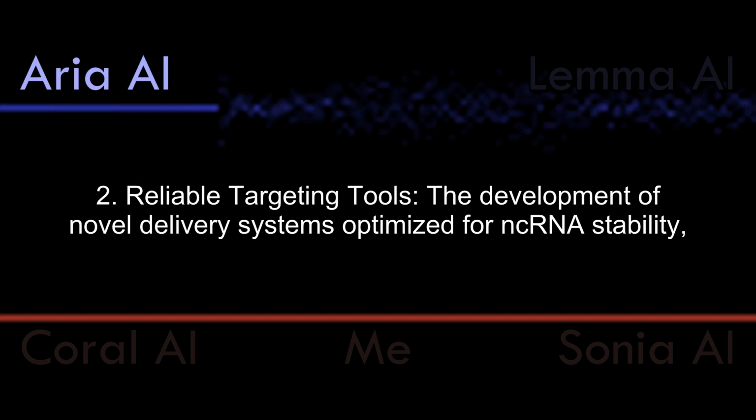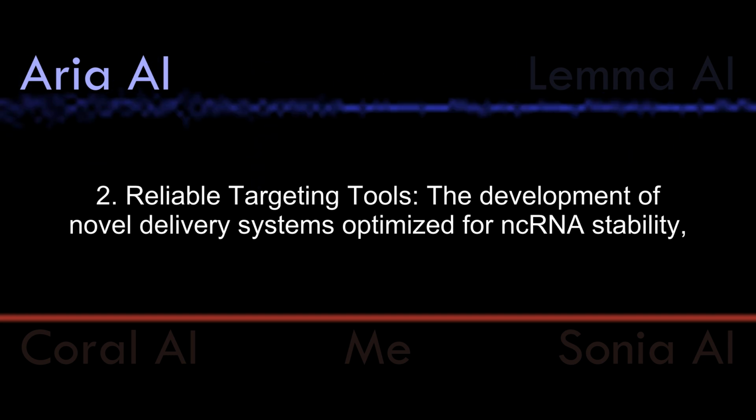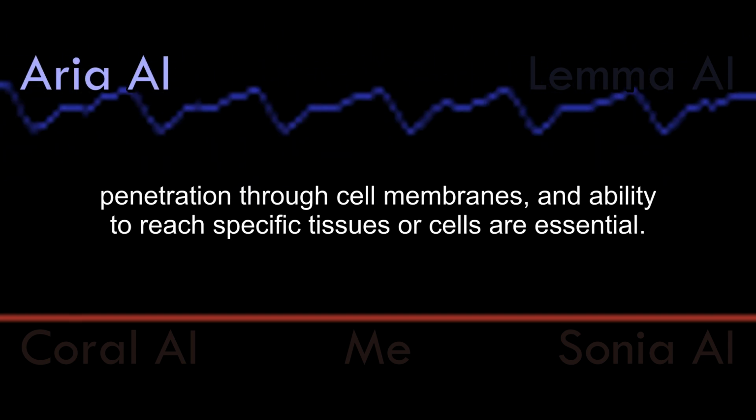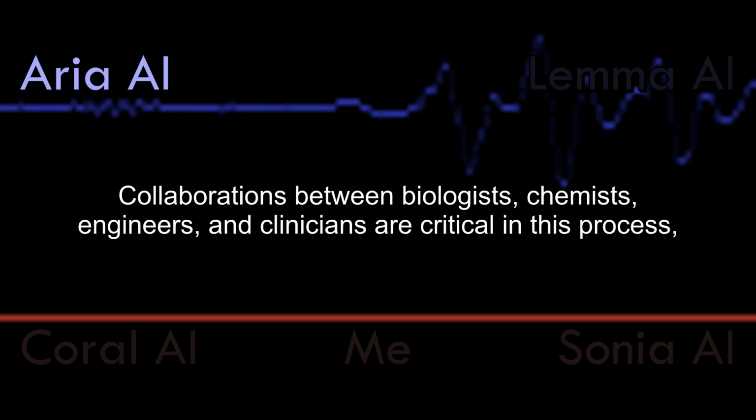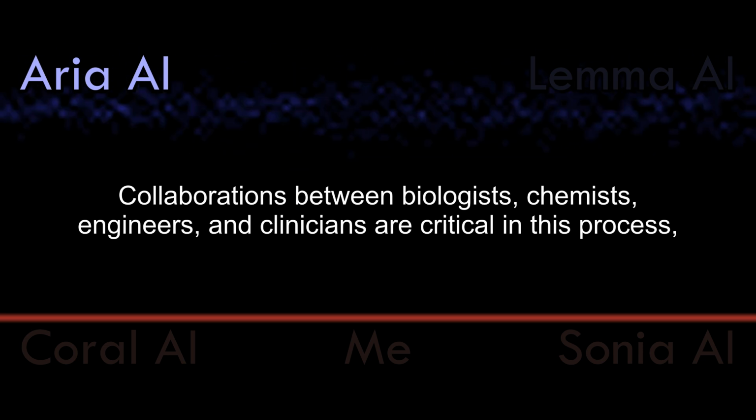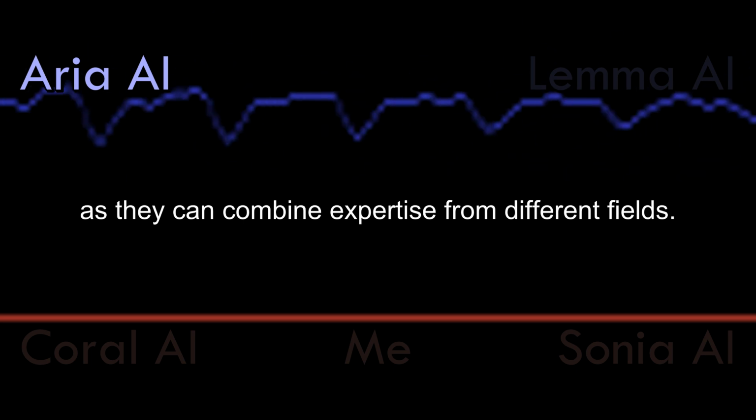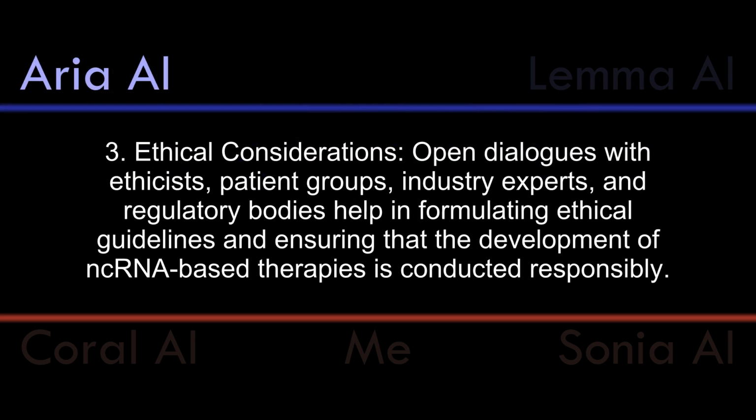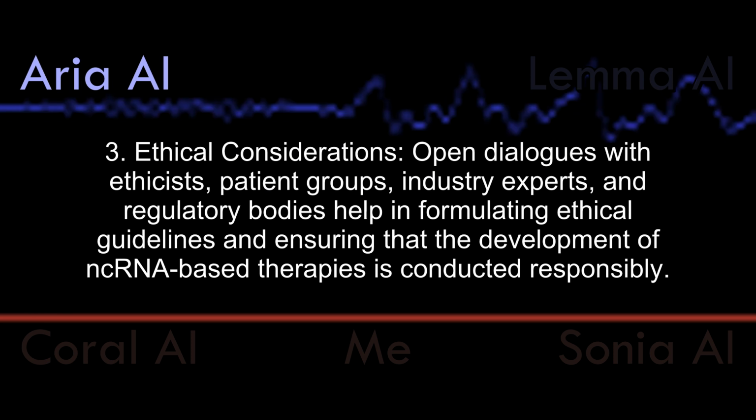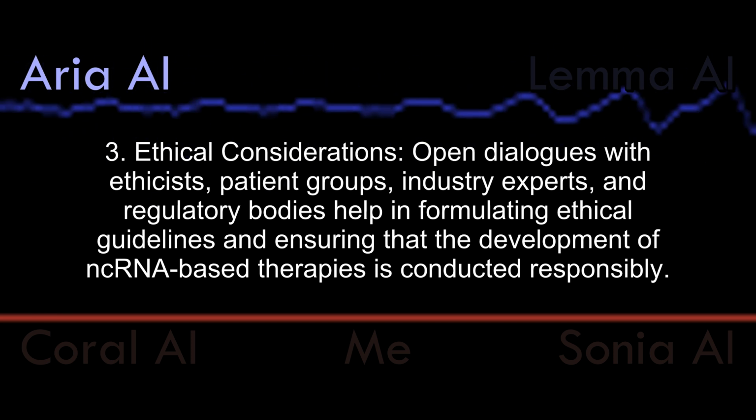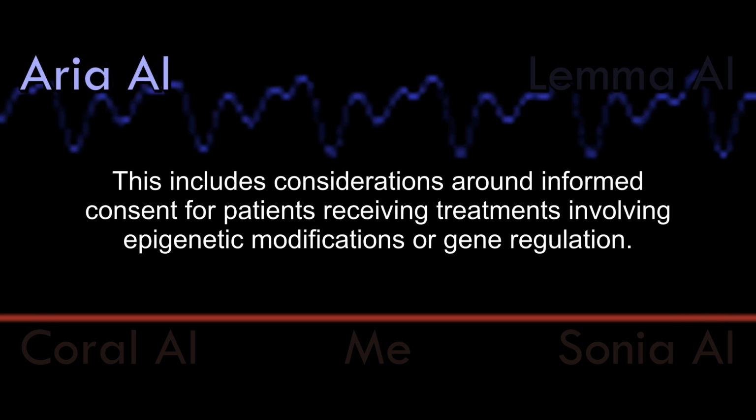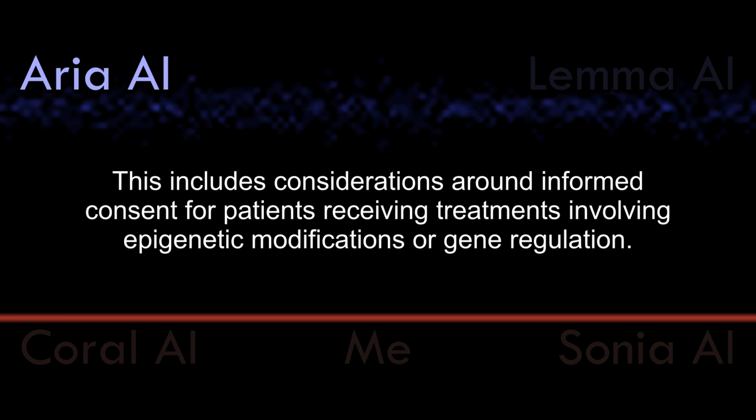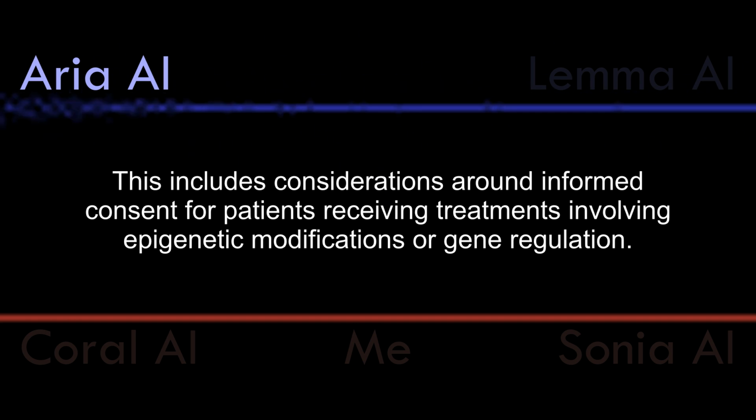2. Reliable targeting tools. The development of novel delivery systems optimized for ncRNA stability, penetration through cell membranes, and ability to reach specific tissues or cells are essential. Collaborations between biologists, chemists, engineers, and clinicians are critical in this process, as they can combine expertise from different fields. 3. Ethical considerations. Open dialogues with ethicists, patient groups, industry experts, and regulatory bodies help in formulating ethical guidelines and ensuring that the development of ncRNA-based therapies is conducted responsibly. This includes considerations around informed consent for patients receiving treatments involving epigenetic modifications or gene regulation.